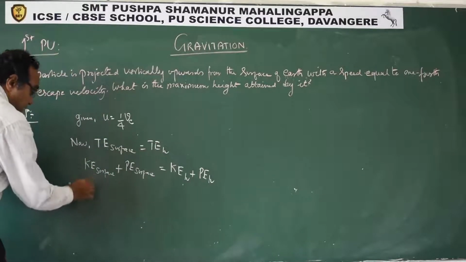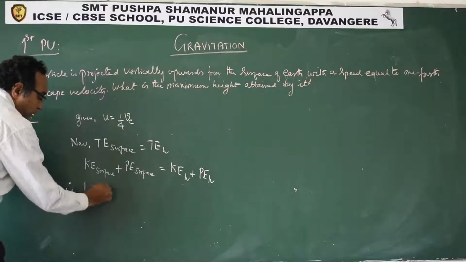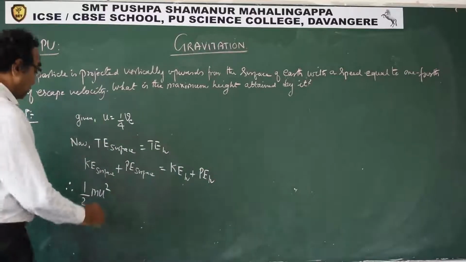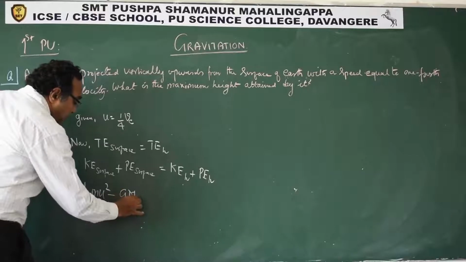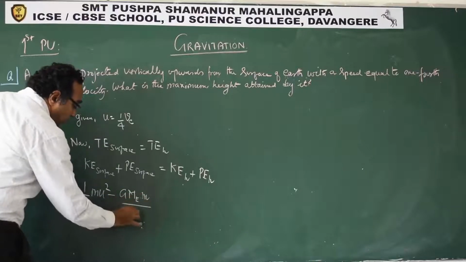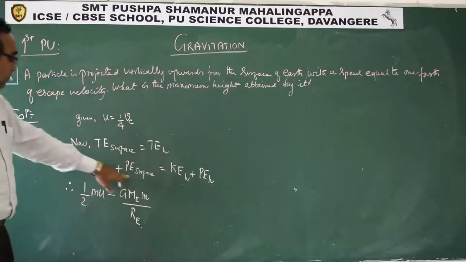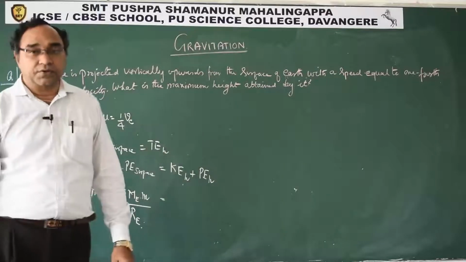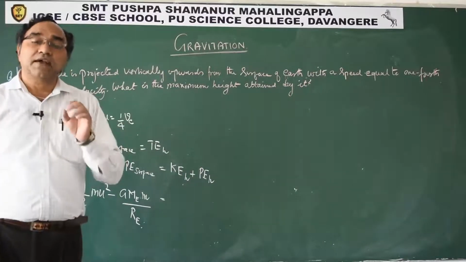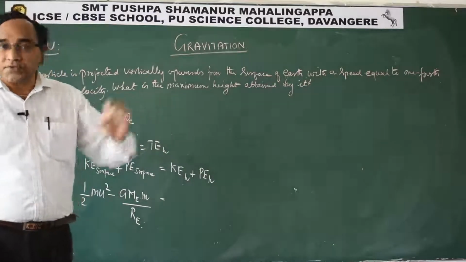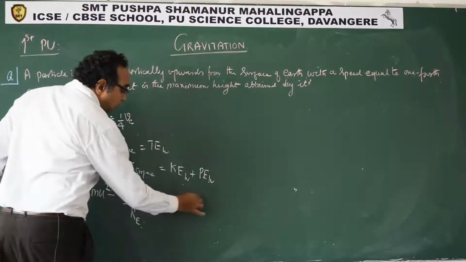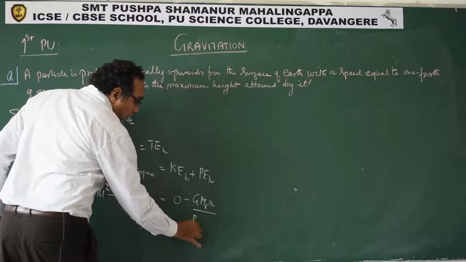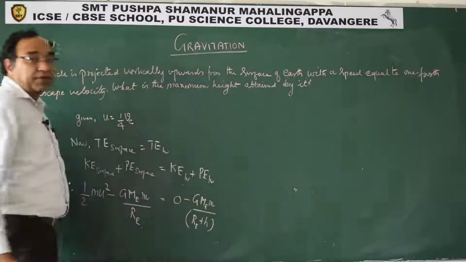So kinetic energy at the surface is half mu square, because u is the speed with which it is projected, minus G, mass of earth, mass of body, upon radius, because it is on the surface, potential energy on the surface. This is equal to, what will be the kinetic energy at the height h? Now it says maximum height. We know that at maximum height the body will come to rest, therefore kinetic energy is 0. This is minus of G M m by Re plus h. This is what we can say.